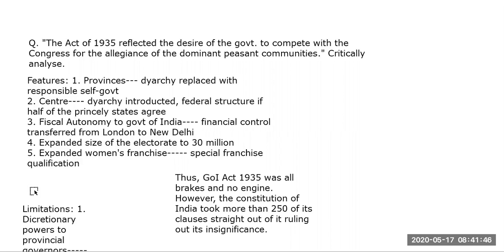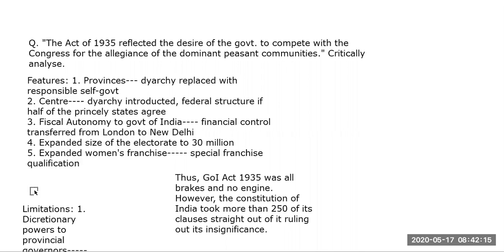So in the Government of India Act 1935, we see that diarchy, which was earlier introduced through the Montagu Chelmsford reform, was replaced with responsible self-government. That means we would see the implementation of this particular provision through the elections of 1937, where Congress would win a majority in 7 out of 11 provinces and form government there. So this was the first feature.